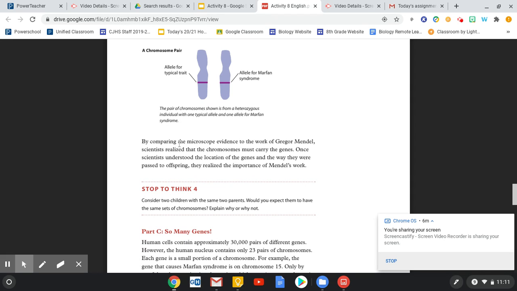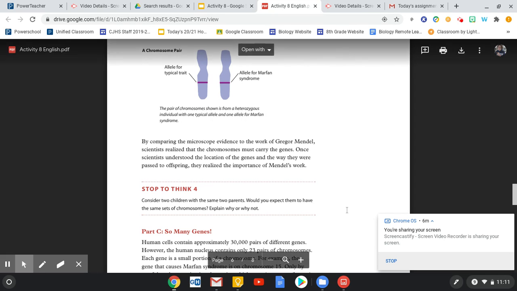By comparing the microscope evidence to the work of Gregor Mendel, scientists realized that the chromosomes must carry the genes. Once scientists understood the location of the genes and the way they were passed to offspring, they realized the importance of Mendel's work.